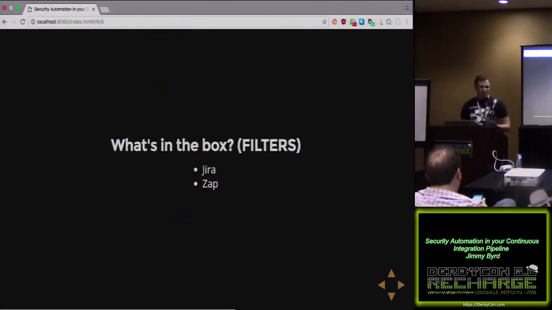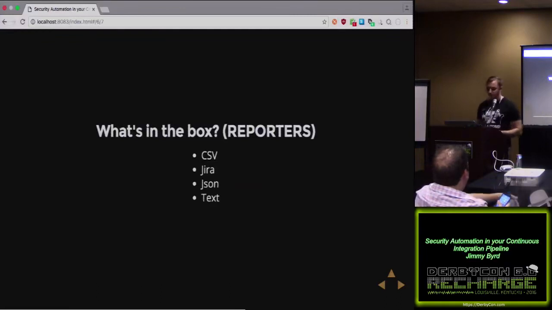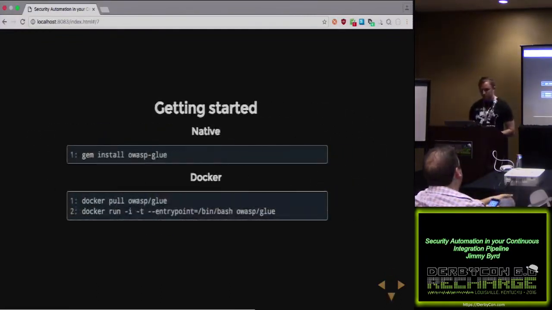Also, filters. Basically, filters are a way of just saying, all right, I've seen this vulnerability before, or it's a false positive. I know it is. Don't show me again. And then what you can actually do is take this out and get into a report. You can get CSV, JSON, or just a text file. And then you can also import into something like Jira or whatever task management tools you're actually using to track your bugs.